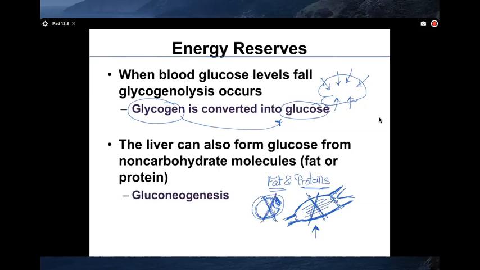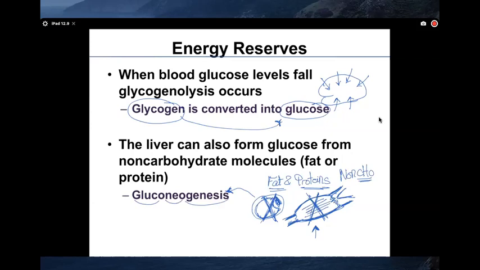You're going to be transforming the amino acids that build up your proteins, and the triglycerides that build up your stored fat, into glucose. So you see on here, I'm using a non-carbohydrate source to get the glucose. We call this gluconeogenesis.